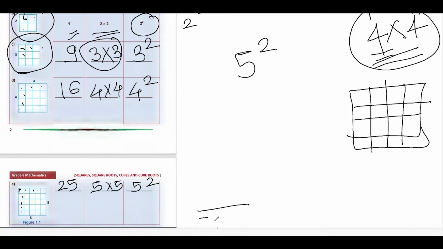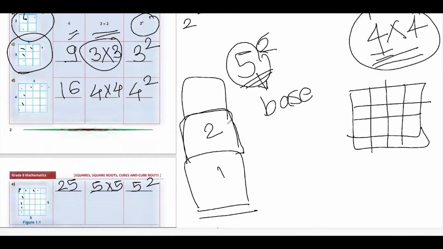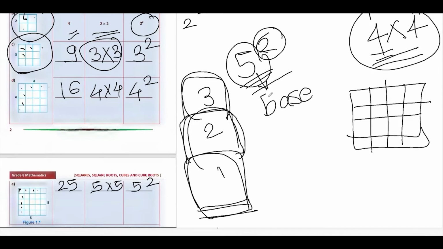Whenever you construct a building, you need to form the base. Without a base, you cannot construct the building. Similarly, in this case, if 5 is not present, there is no value of having a power. So 5 is called the base. And how many floors do you have? This is first, this is second, this is third. So you are multiplying the base that number of times: 1 time, 2 times and 3 times. So this is called the power. In this case, it is 2. And the value is called the standard form.